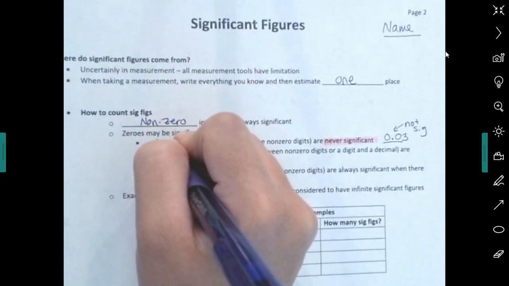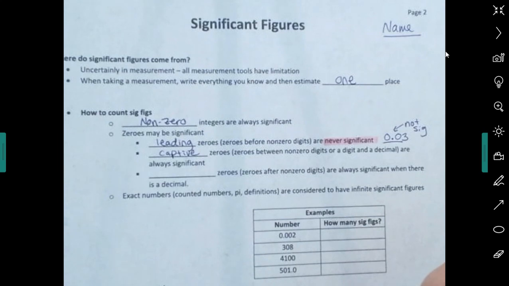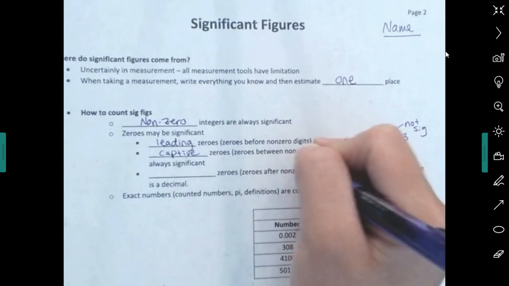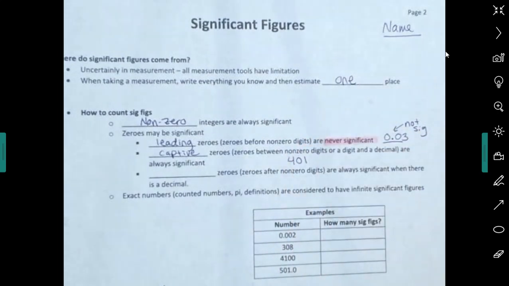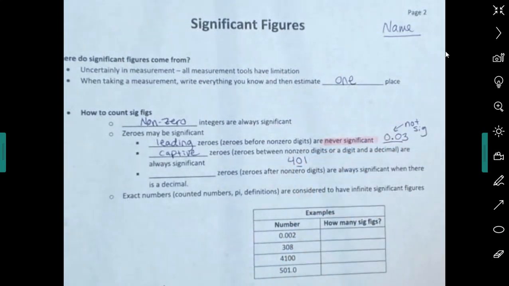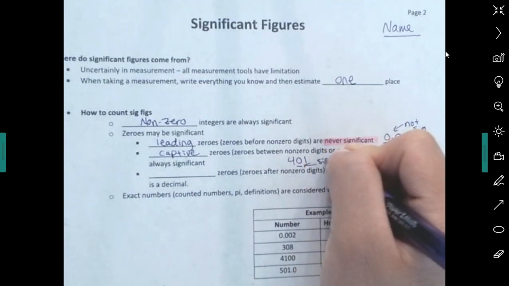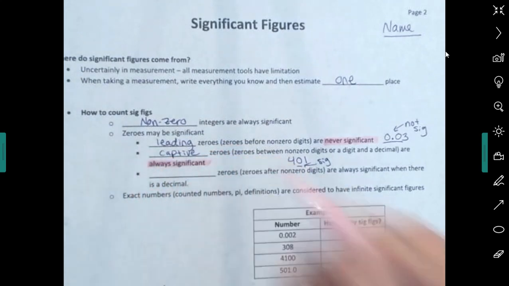Captive zeros are the zeros between non-zero digits, or between a digit and a decimal. These are always significant. So if I had 401, that zero is significant. And let's highlight that. Captive zeros are always significant.